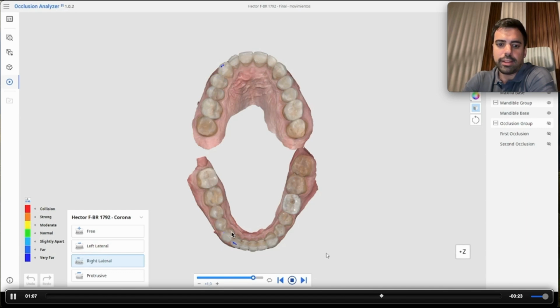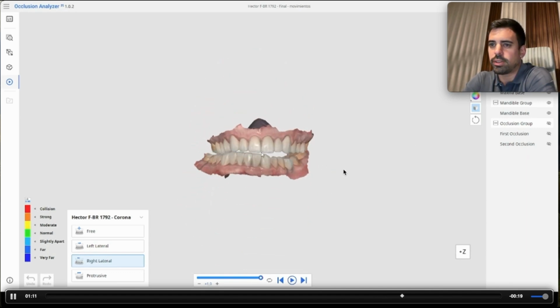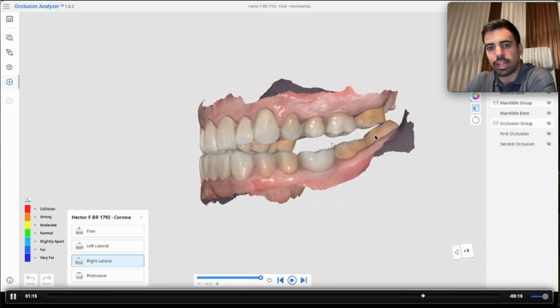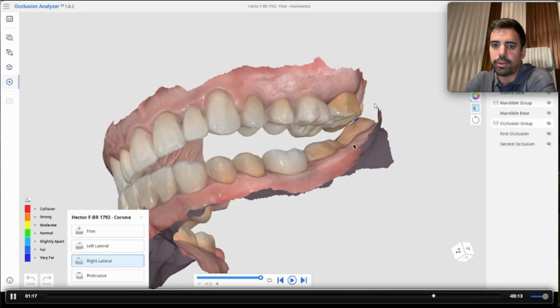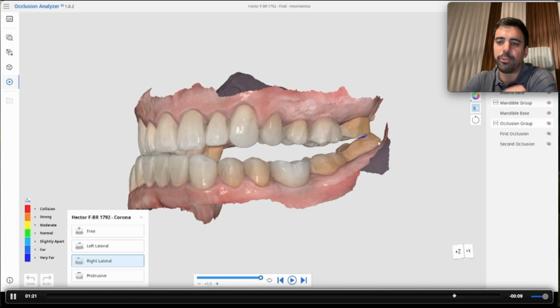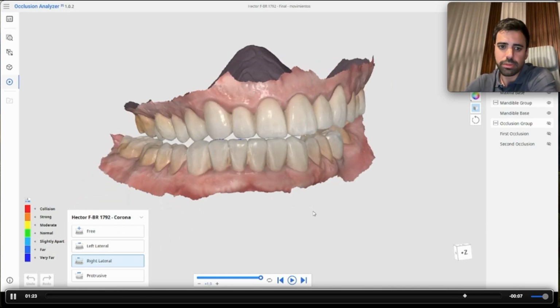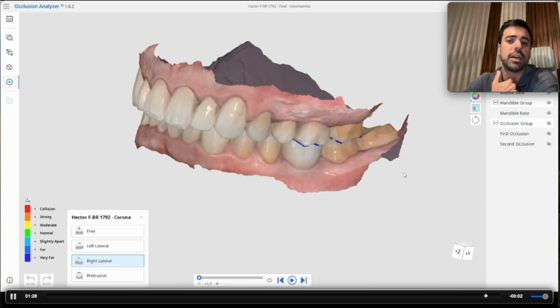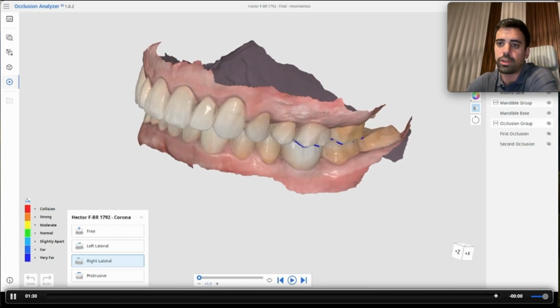So you have the right laterality as well. And if you remember at the very beginning of the presentation, I was showing how the right laterality sometimes can be catching somewhere. And this helps us to see if we have anything catching somewhere, and we'll be able to adjust it. So great tool, helps us massively in these cases, and we see how the implant occlusion here is perfect.